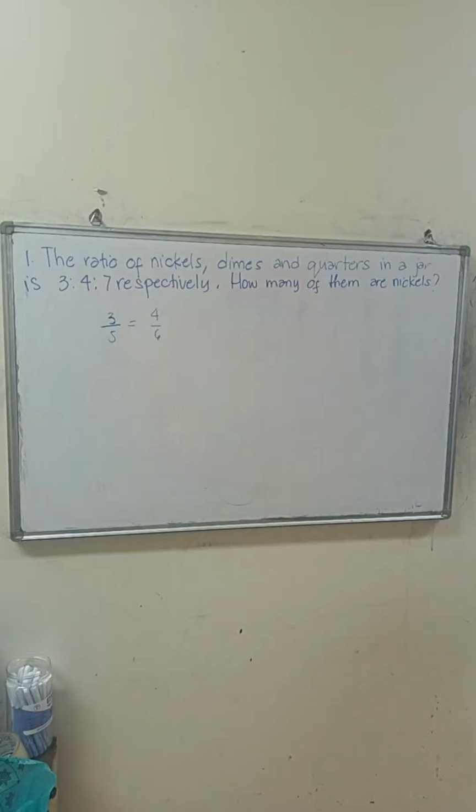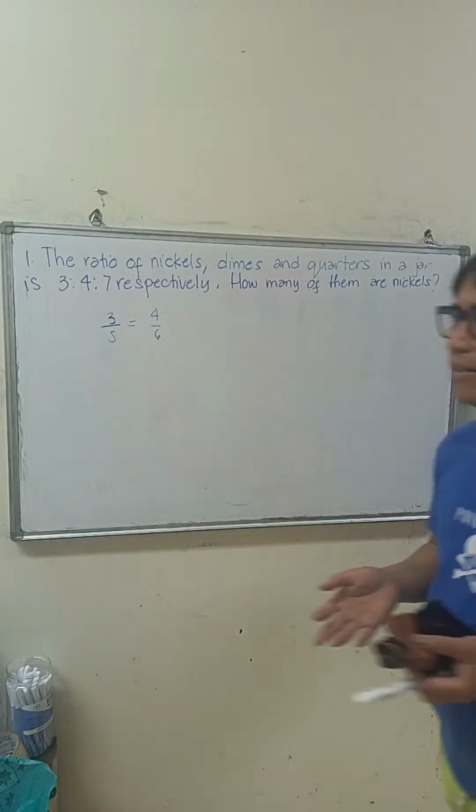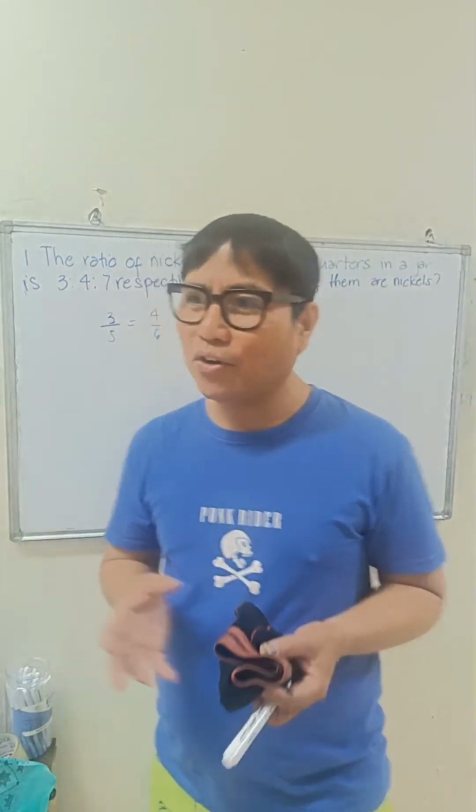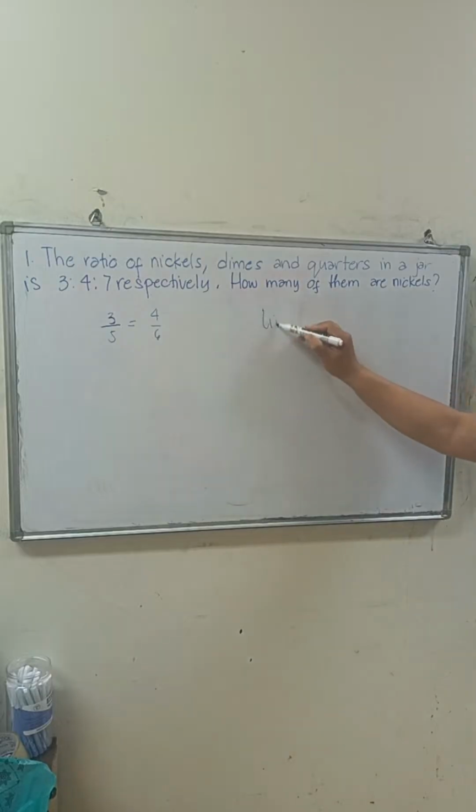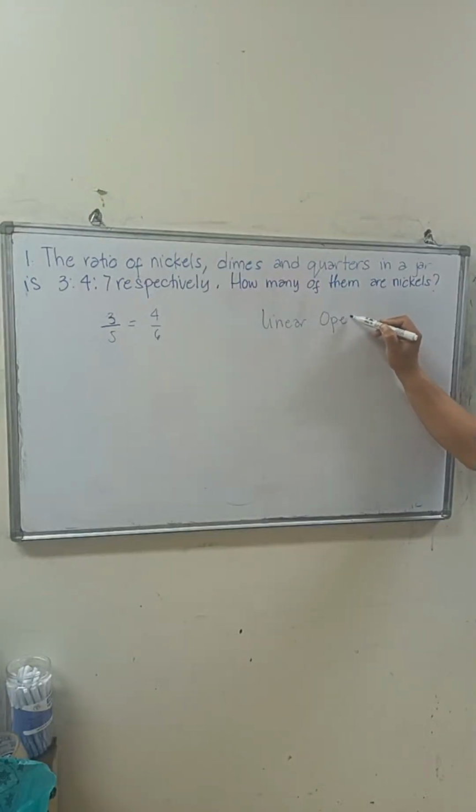The rest is just additional, as long as we understand these basic operations. These basic mathematical operations are addition, subtraction, division, and multiplication. These are called linear operations. Get the point.